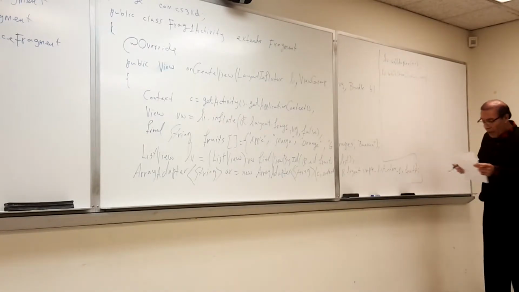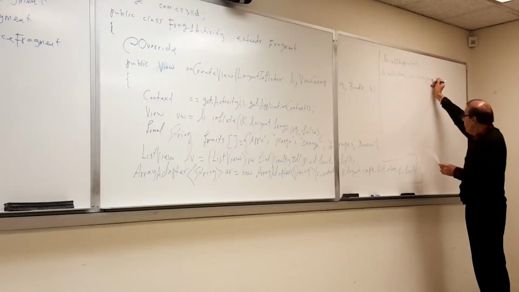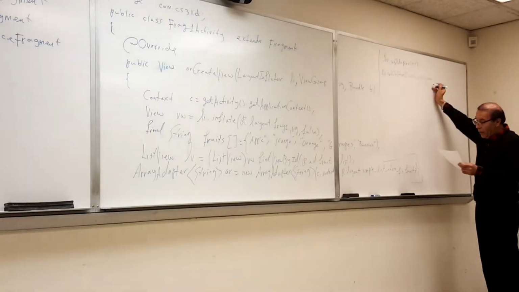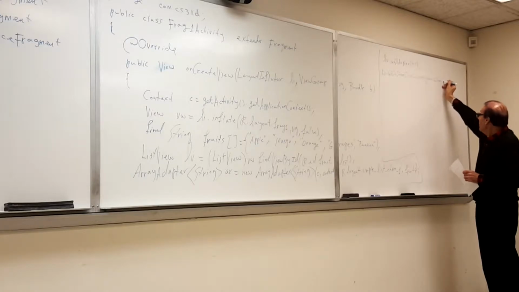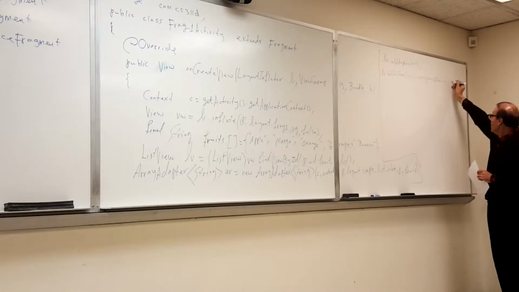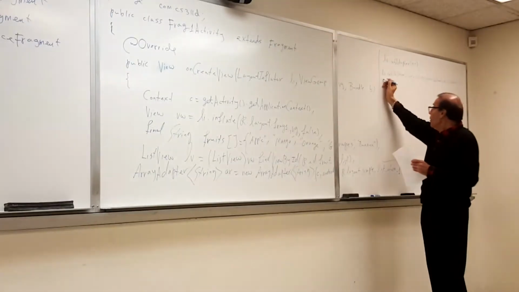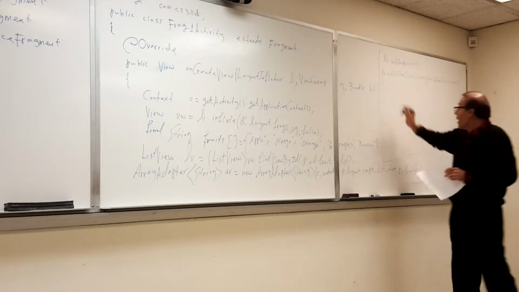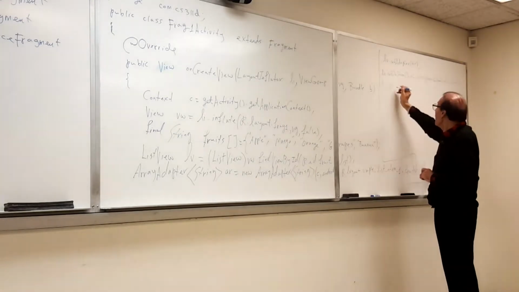Parenthesis. I'm going to make the anonymous inner class: new OnItemClickListener, parenthesis parenthesis. I leave the other parenthesis open. I didn't close it here because we want to make an anonymous inner class. And the only method that we need to override is onItemClick.